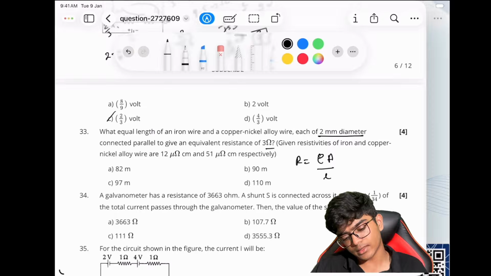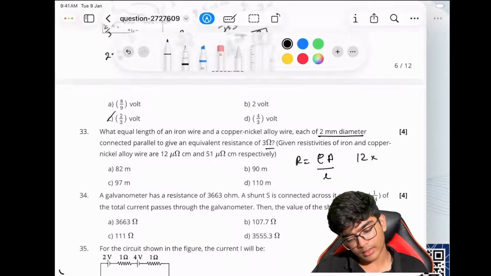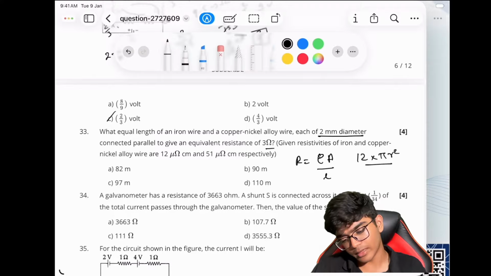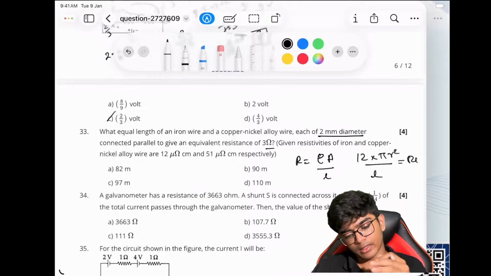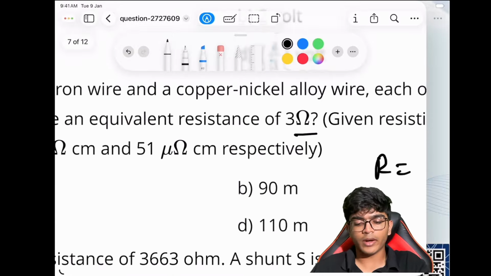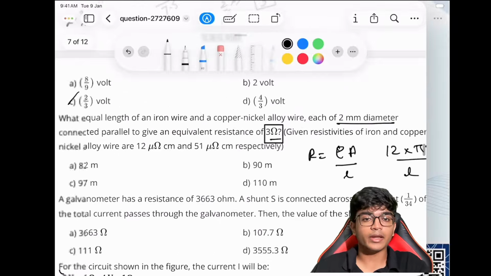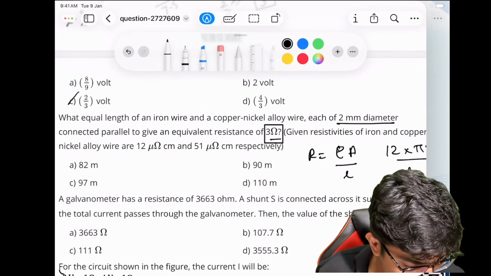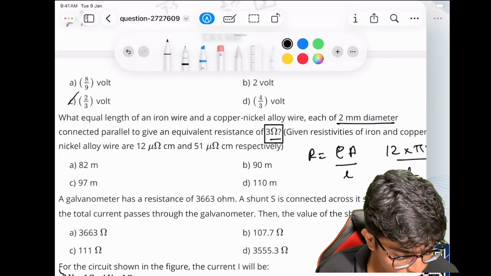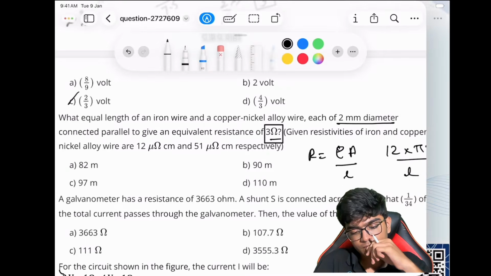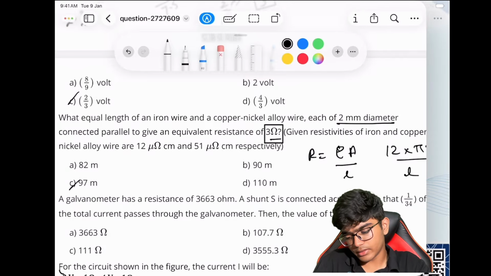Okay, the resistances are connected in parallel. Resistivity is given, 12, and area is nothing but pi r square. I think this is very simple. We need to find the length: that is r1, and for the other one you find the same length r2. Using both lengths, equate it in the parallel resistance formula with 3 ohms, and you'll get the length value directly. Okay, little calculative but still I hope you get it right. So the answer is 97 meters here.